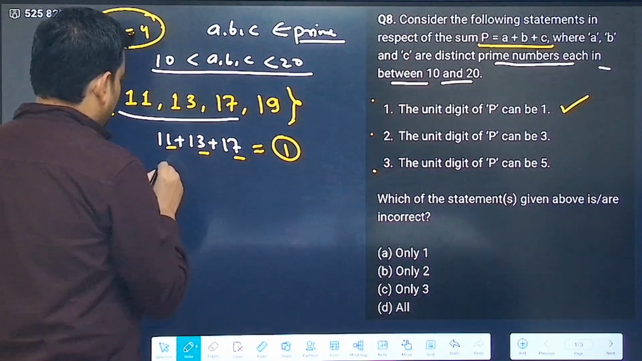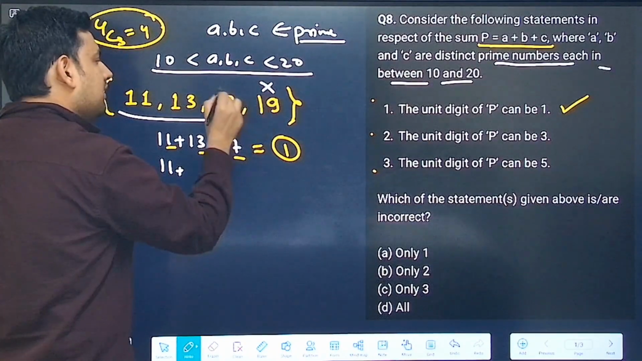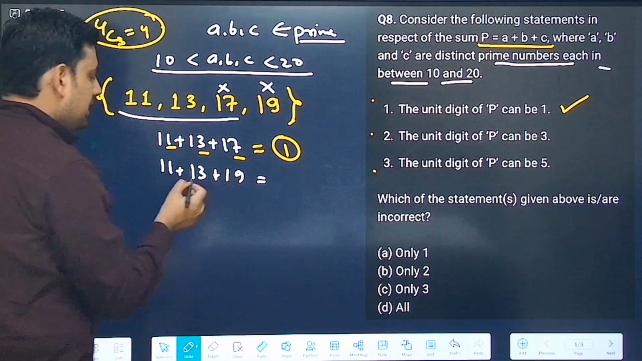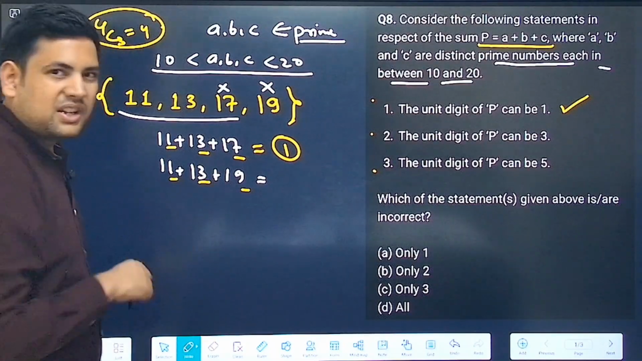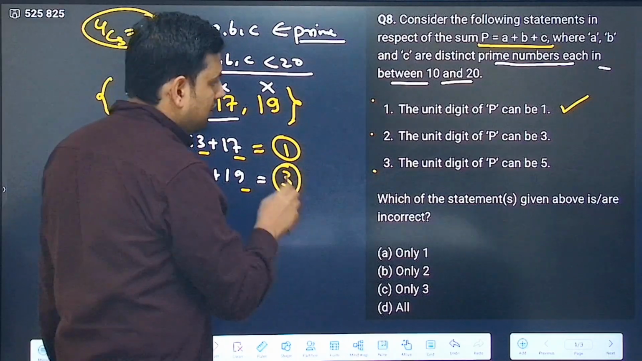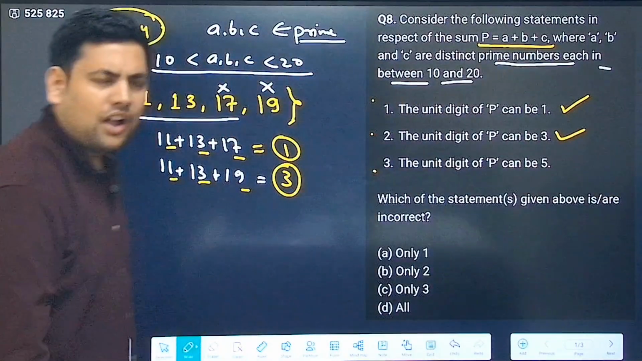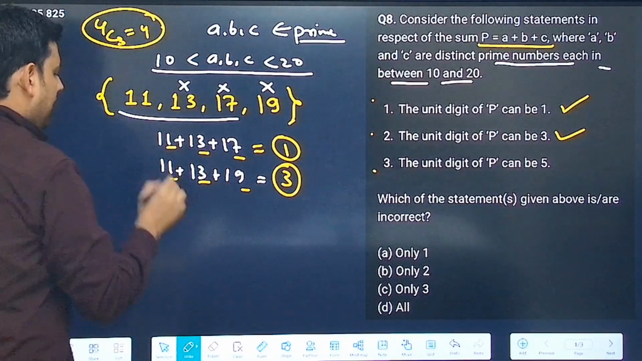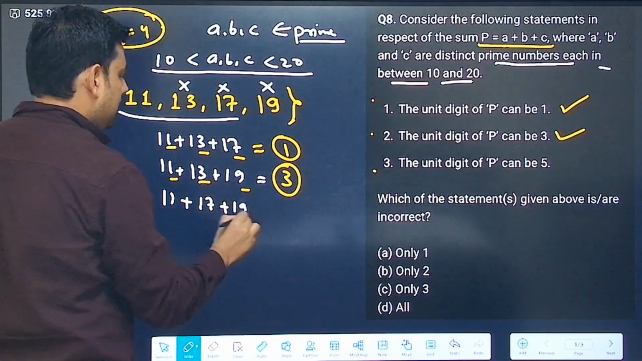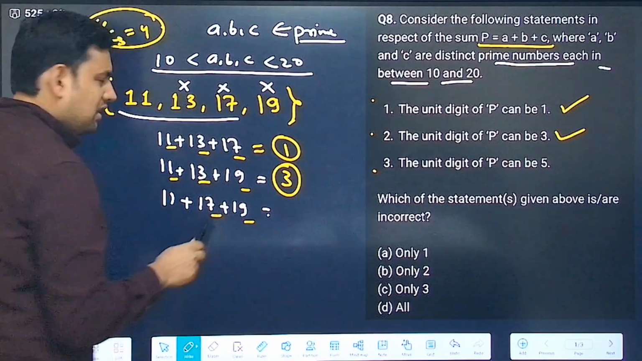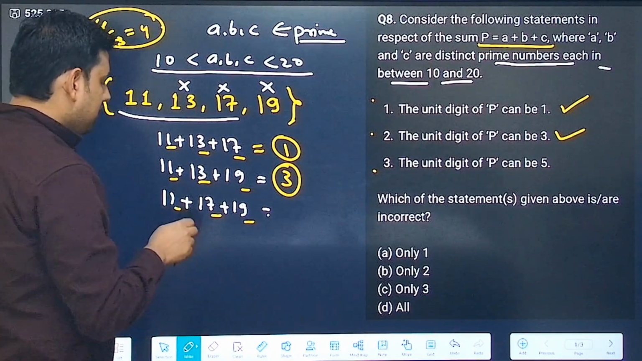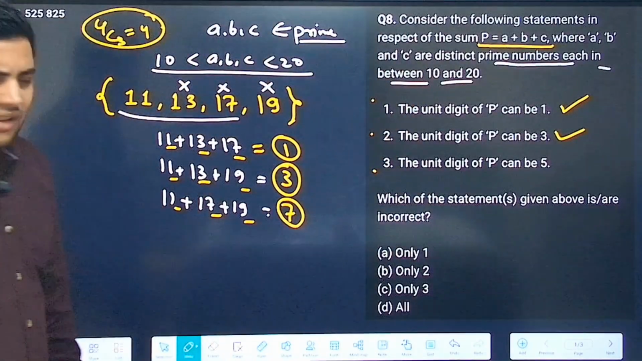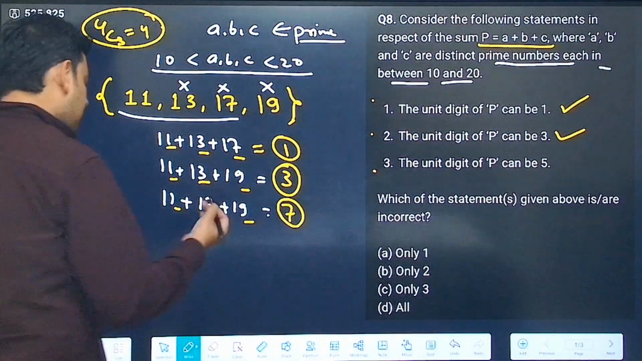Next, let's say I leave 17 this time, so this becomes 11 plus 13 plus 19. Now 9 plus 3 is 12, 12 plus 1 is 13. 13 means last digit is 3, so 3 is possible. Next, I leave 13 out, so now I have 11 plus 17 plus 19. What will I get? 9 plus 7 is 16. 16 plus 1 is 17. So I got 7 here, correct? Now 7 is not in the statements. Fine. Then let's go next.